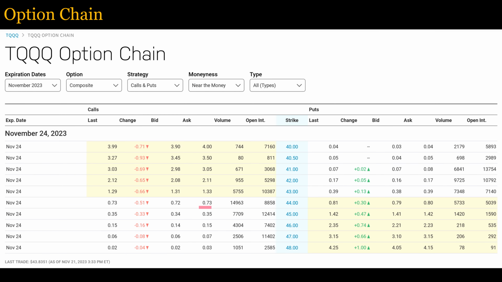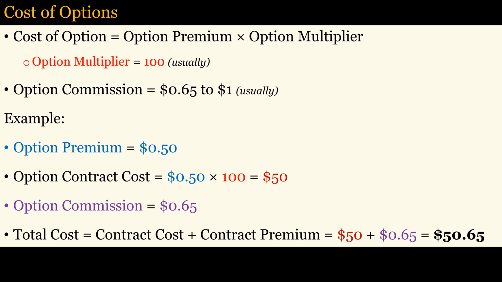When you look up the price of an option, you will see prices that are much lower than the price of the underlying. This is because listed prices are only for 1 share, but since most option contracts are for 100 shares, the listed price must be multiplied by the multiple to determine the cost of the contract. So if the price is listed as 73 cents and the multiple is 100, then you must pay $73 for the contract. So, the cost of the contract equals the option premium multiplied by the option multiplier, which is usually 100. Most brokers also charge a small commission.